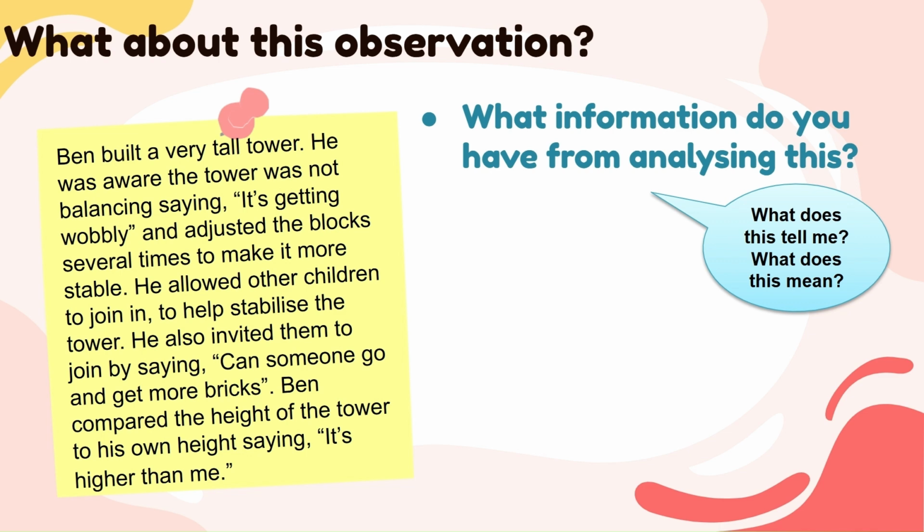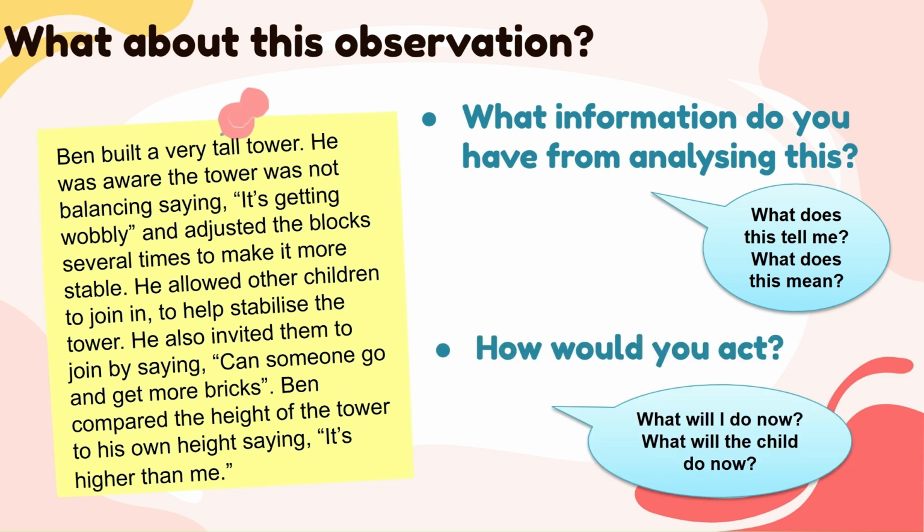From this observation, I know that Ben recognises the issue of continuing to build when his tower is wobbly. He can seek support from his peers to problem solve and find solutions. He's also using non-standard units of measure. We want to link that learning that we are noticing to the curriculum. So how would we act? What would we do now, and what might the child do? Pause here and take a few moments to consider this.